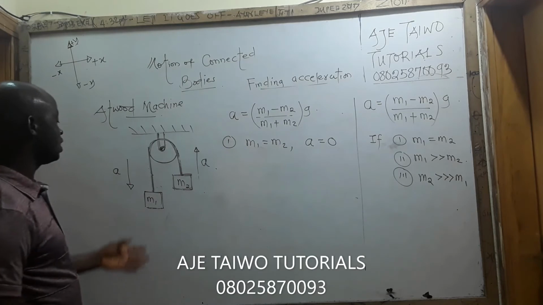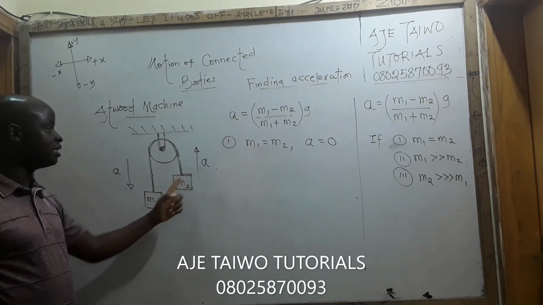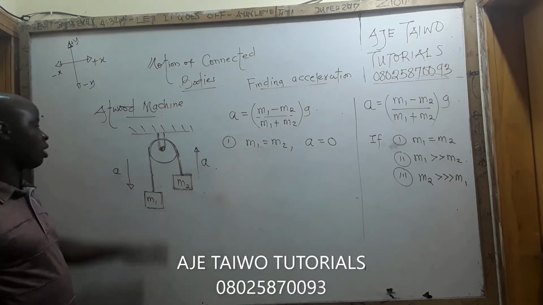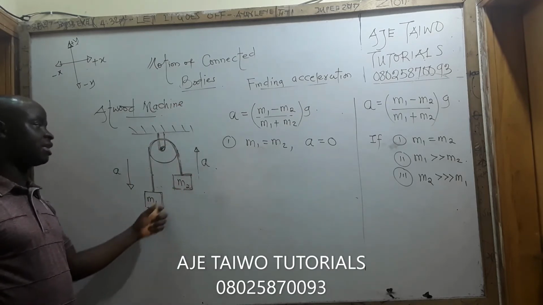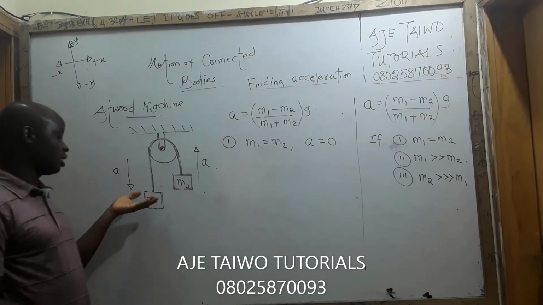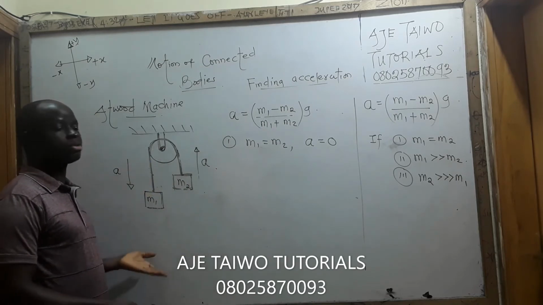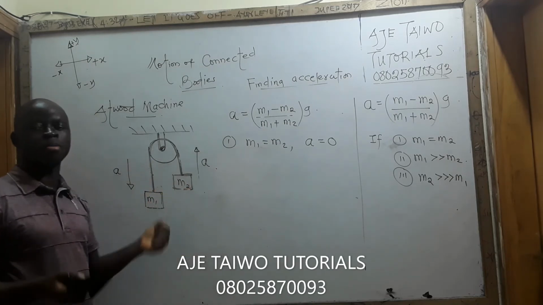That means if these masses are the same, nothing will go up, nothing will come down. They will be stagnant like this. They will just stay there. Just like having a 10 kg here and a 10 kg here, who should drag you down or up? Nobody. They will balance because they are equal mass.